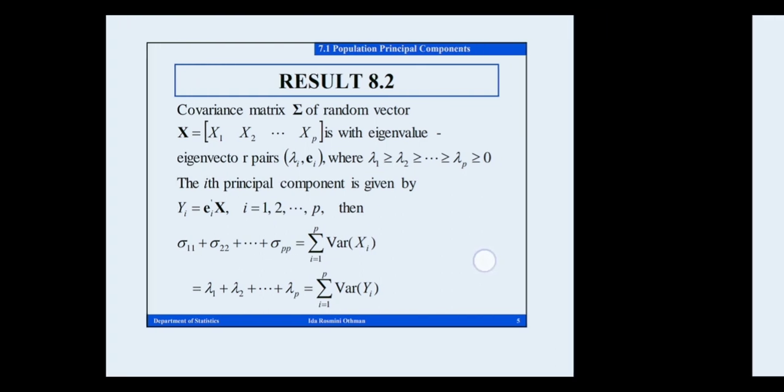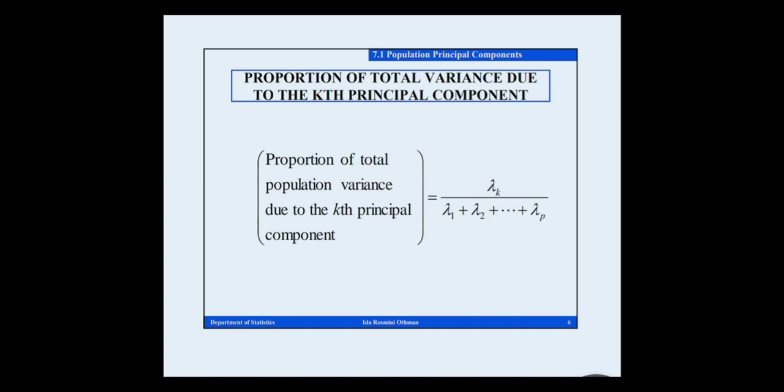Okay, that is the second theorem. Another one, okay, if we want to find the proportion of the total variance due to the kth principal component, kita nak tahu how many percent the first principal component or the second principal component will contribute. Okay, we contribute how many percent, we can use this formula.